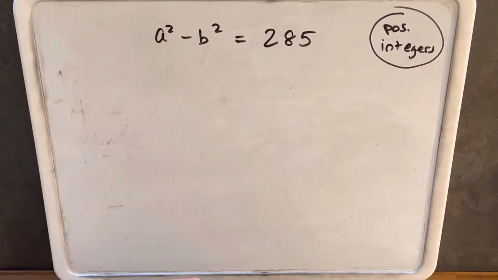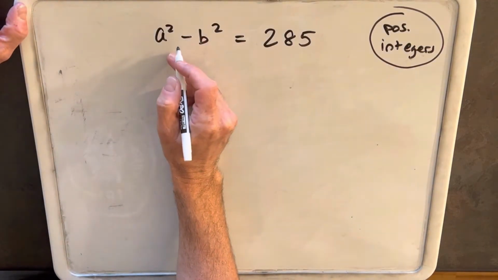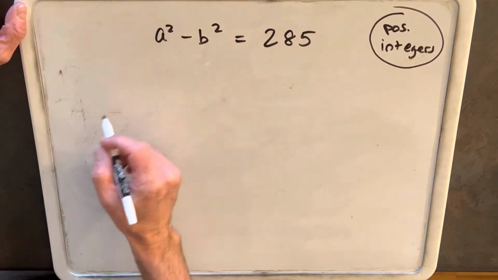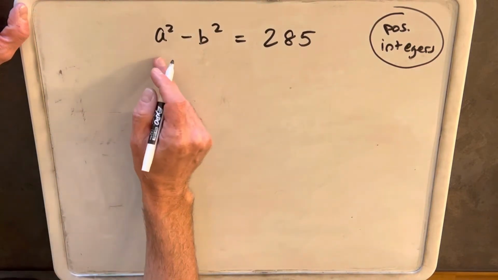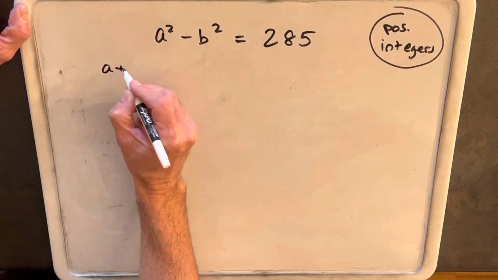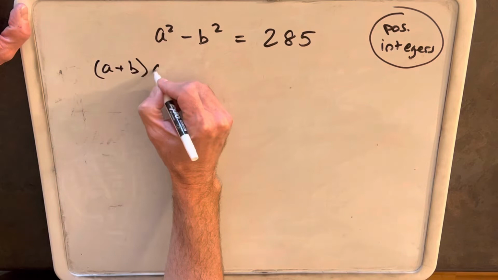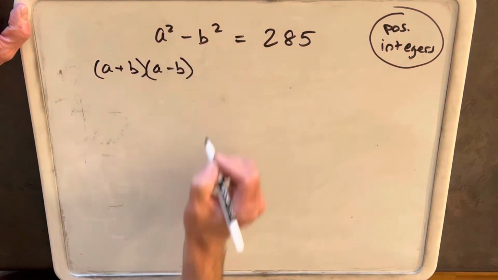Hey, we have the problem a squared minus b squared equals 285, and we need to solve this for all positive integer values of a and b. To start with, we know on the left side this a squared minus b squared can be factored as a difference of two squares, so we can write this as a plus b times a minus b.